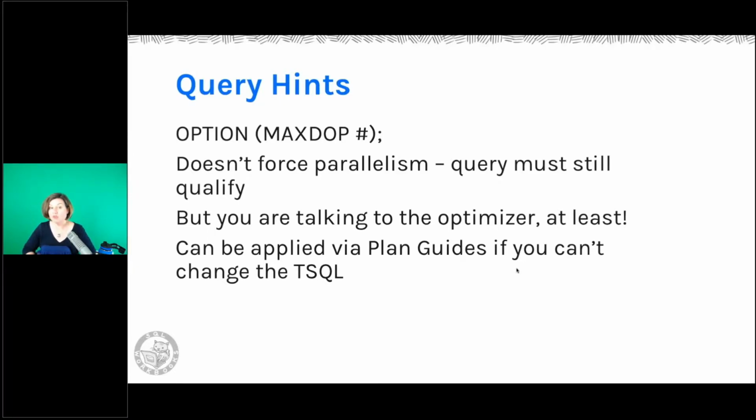Again, these will not force parallelism. If the query qualifies for parallelism, this is the parallelism they can get, but we are not guaranteeing that the query will go parallel. We are at least talking to the SQL Server optimizer, right? So it will optimize the query. Like, if the query qualifies for parallel, we don't have something inhibiting parallelism and it's above the threshold we're going to talk about, the optimizer will optimize for this parallelism.